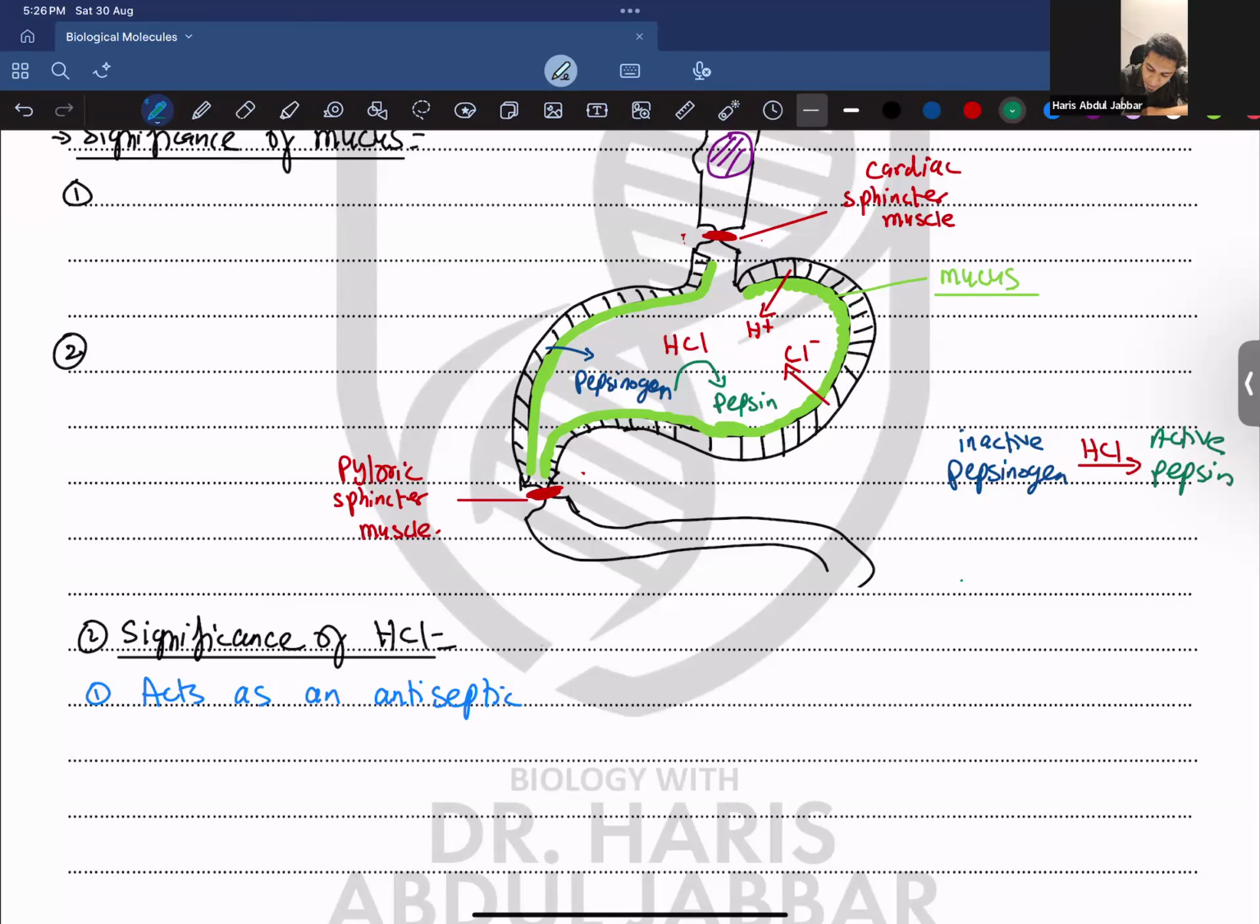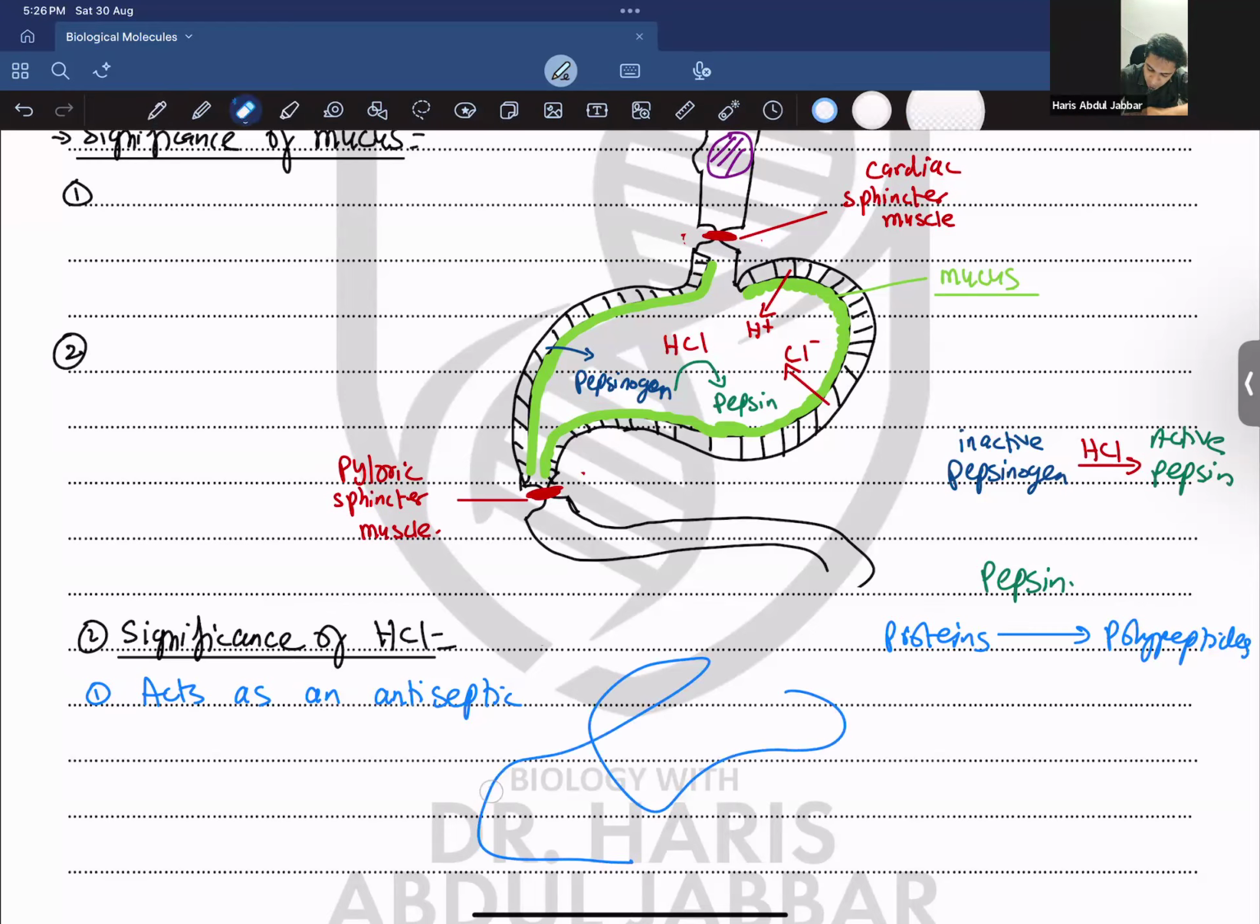Now, this active pepsin, what does this do? It breaks down the proteins in the food into what? Into polypeptides. Now, proteins are very large, right? What is this pepsin going to do? It's going to break them down into smaller bodies of proteins called polypeptides. फिर हमारे पास इंटेस्टिन के अंदर एक और एंजाइम होगा जो उनको फाइनली अमाइनो एसिड्स में ब्रेक डाउन कर देगा.